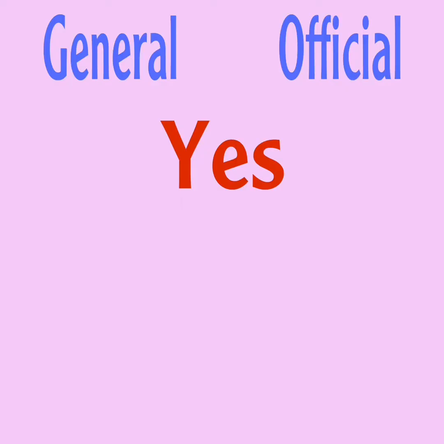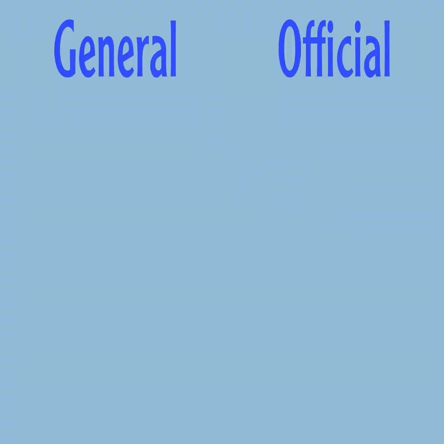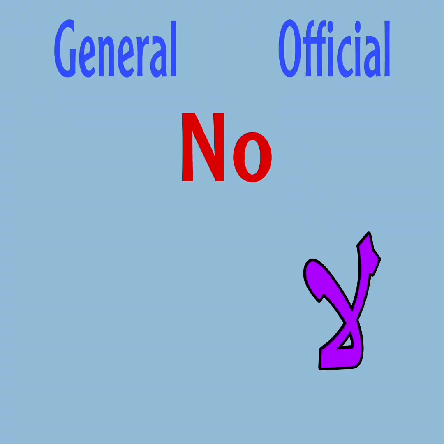We did the alphabets. Now let's go to objective number 2, daily words. Word number 1 is yes. How do we say yes in Arabic? Na'am. But sometimes you would hear people say a. Na'am and a means yes. How do we say no in Arabic? No is la.